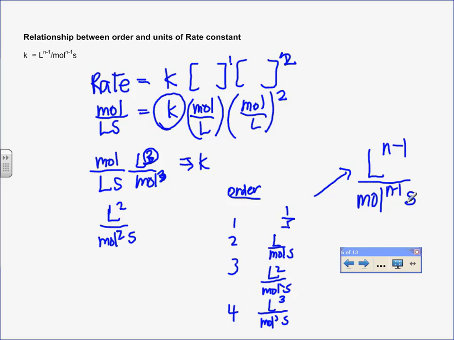Now, this is important because it's expected that if you're given the units of the rate constant for a particular reaction, you should be able to state the order of the reaction. That's why we need to review this. So what that also means is that when you're given data from a reaction and you're asked to find the rate constant, you need to include the units for the rate constant. You can either use the general formula for the units, or you can set it up and just solve algebraically to figure out what the units are.